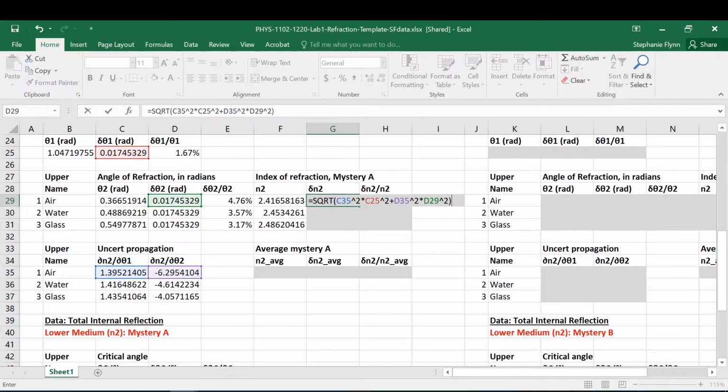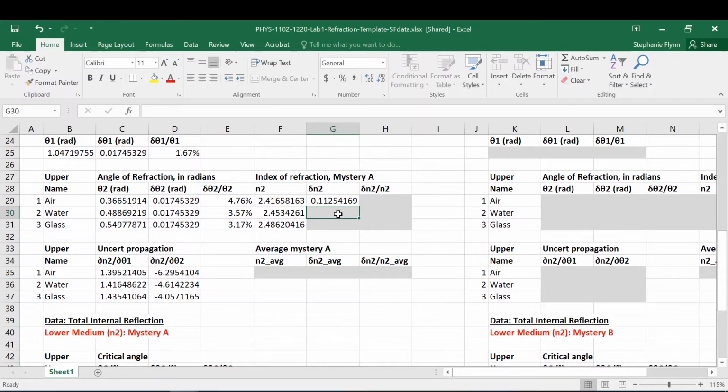And then once again, I want to be able to drag this function down, but the uncertainty of my theta 1 value is not going to be changing, so I'm going to throw in that dollar sign to keep that value from incrementing. And if I take the corner here and drag this down, that has given me my uncertainty calculations for all 3 measurements. And finally, because we measured the index of refraction for A using 3 different upper mediums, but we expect to get the same result for all 3, it makes sense to average our three values.